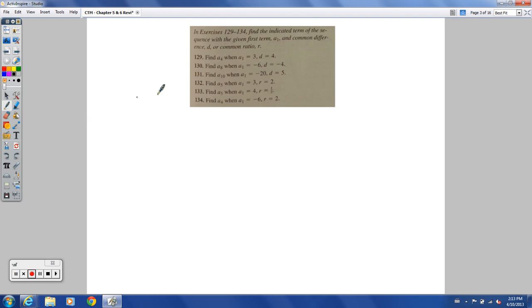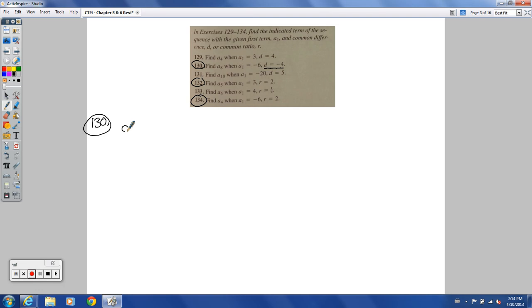130, 132, and 134. Still looking at just these even ones. So that's what I have assigned. In exercises 129 to 134, find the indicated term of the sequence with the given first term, A1, and the common difference, D, or common ratio, R. And so for 130, we have a common difference. This is arithmetic then. And we're trying to find A of 8 when A1 equals -6.